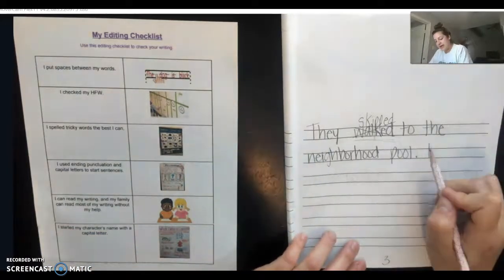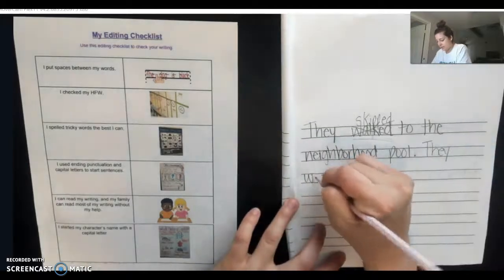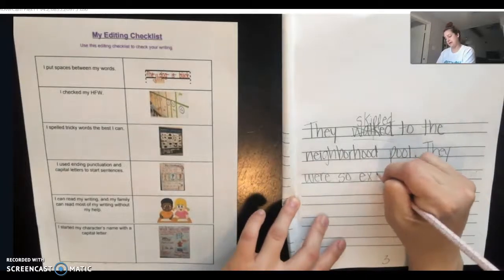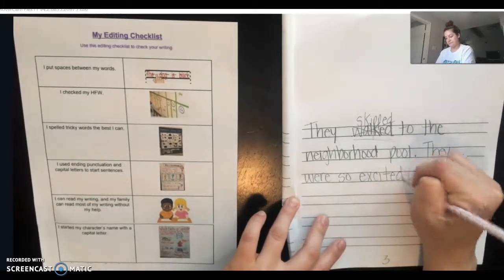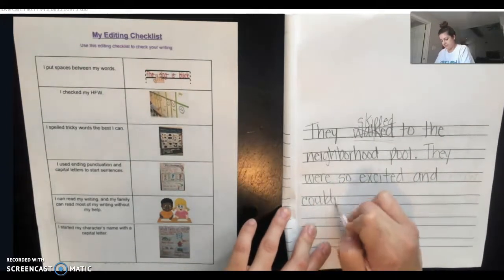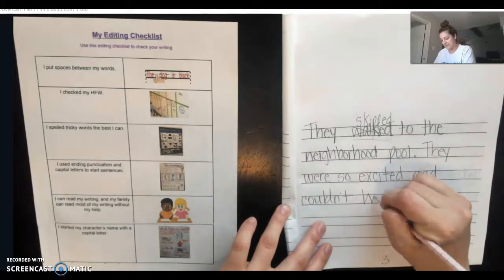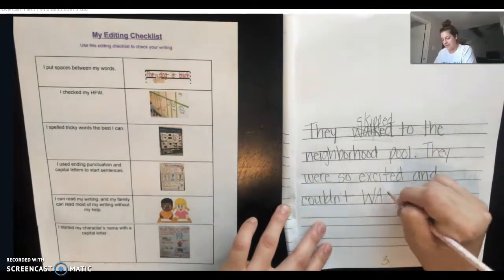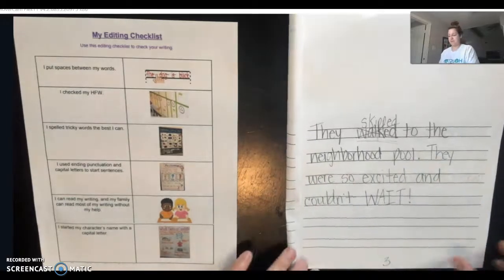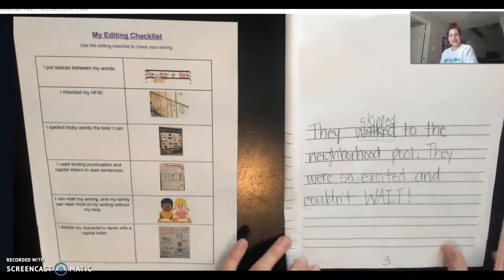Start my sentence with a capital letter. They were so excited and couldn't wait. I'm going to make that all caps to show how excited they are. And couldn't wait with an exclamation mark. They skipped to the neighborhood pool. They were so excited and couldn't wait.